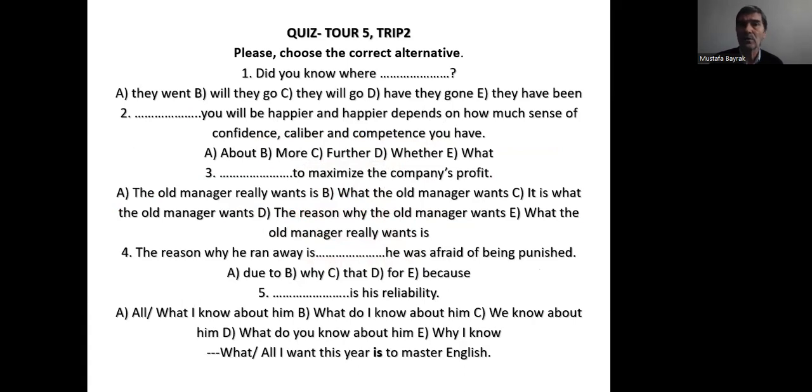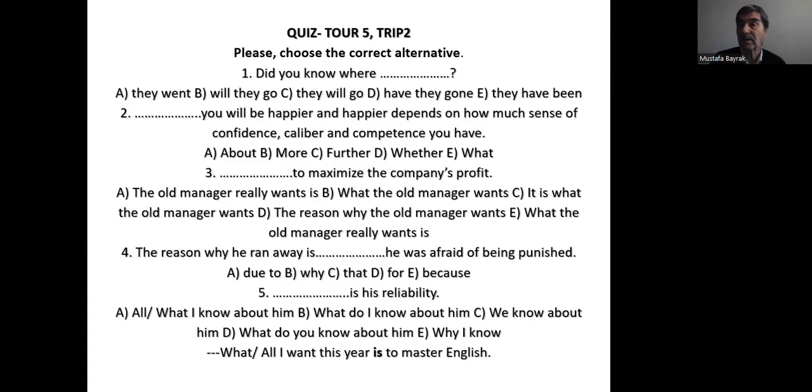Did you know where blank? So it must be where clause, one of the past tenses. Did you know where they went? Will they go? No. Have they gone? No. So the true answer is A. Did you know where they went? This is the true answer, of course.